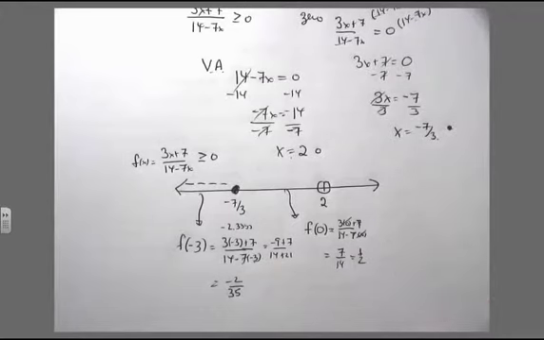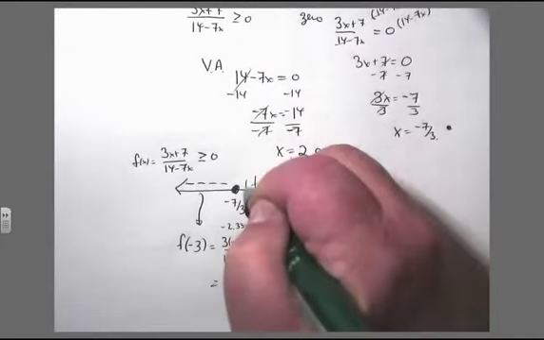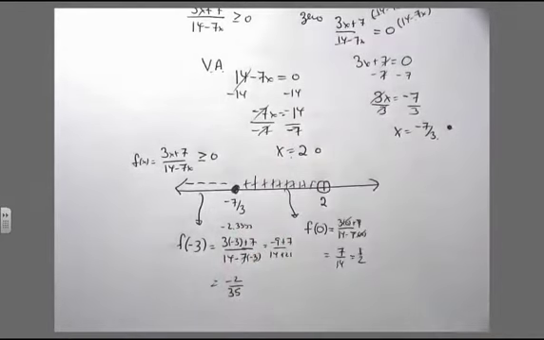But again, I don't care what the number is. What's the sign of it? Positive. So everybody in that interval is going to be positive. Now, pick a number bigger than 2. I choose 3.